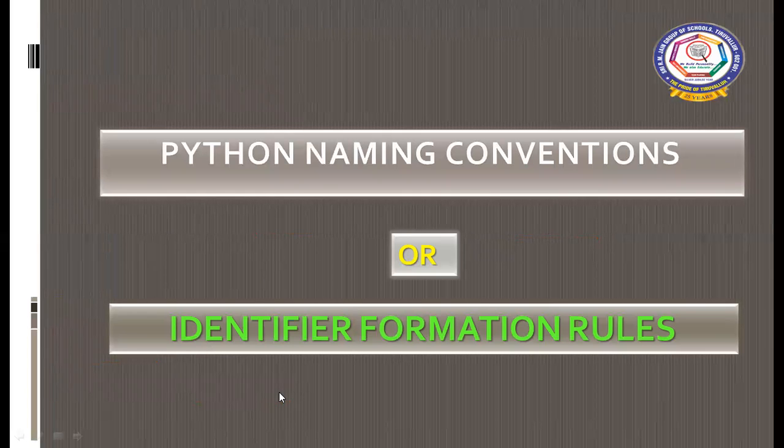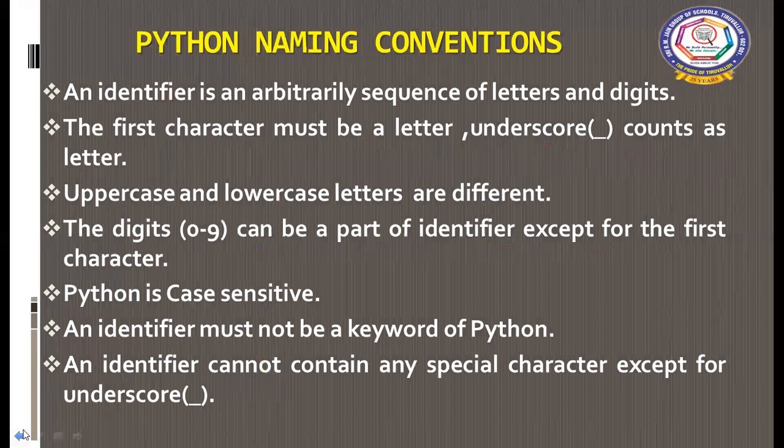To give a name to a variable, to a class, or to some other object, we have to follow some rules. That is, we have to follow the Python naming conventions, or identifier formation rules. An identifier is an arbitrary sequence of letters and digits. That is, it may contain letters as well as digits as a name. The first character must be a letter, or it may be an underscore. Even an underscore is counted as a letter.